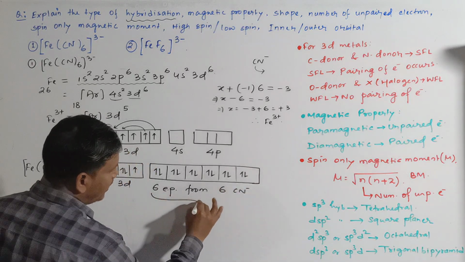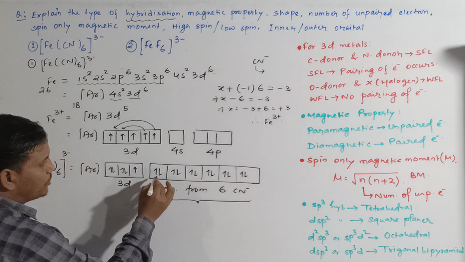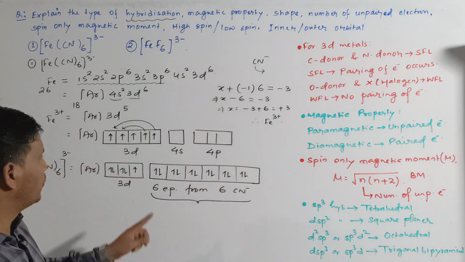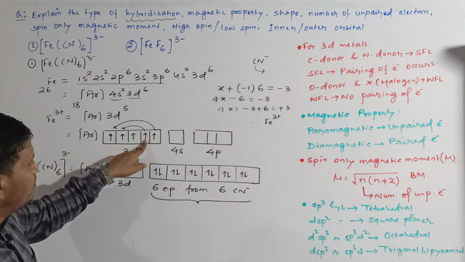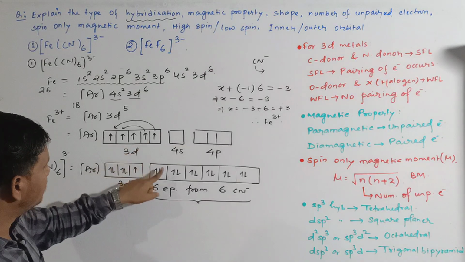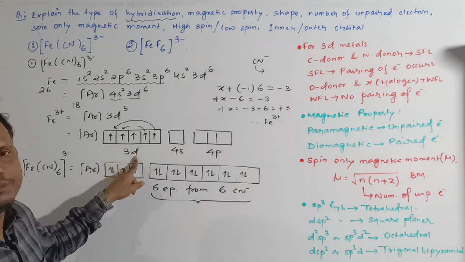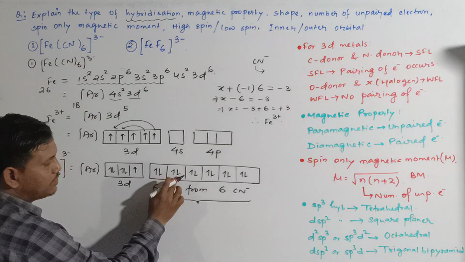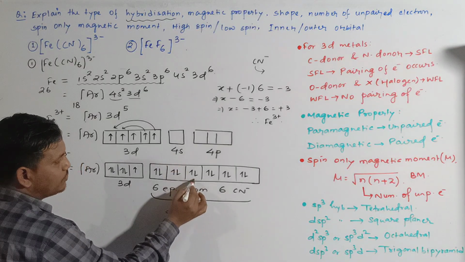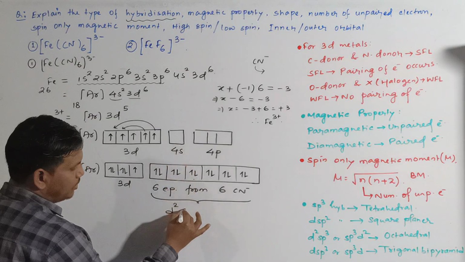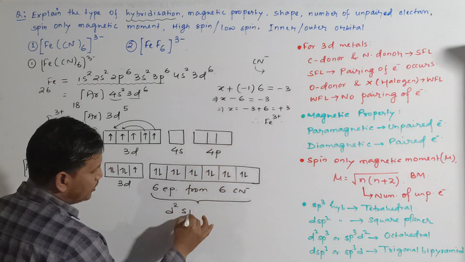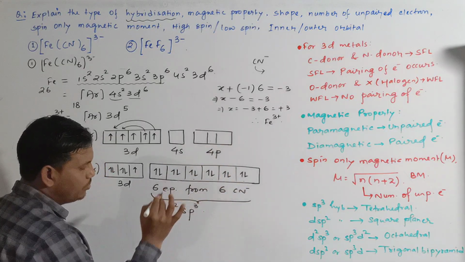So what will be the hybridization? Write the names of the boxes or orbitals. The first box is coming from D, the second is also coming from D. So there are two D orbitals, first and second. After that this is coming from S, and the last 3 are from 4p. So the last 3 are from P.